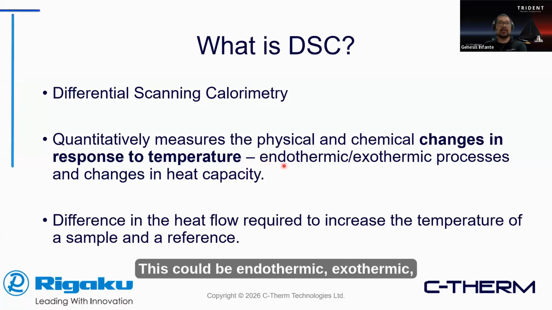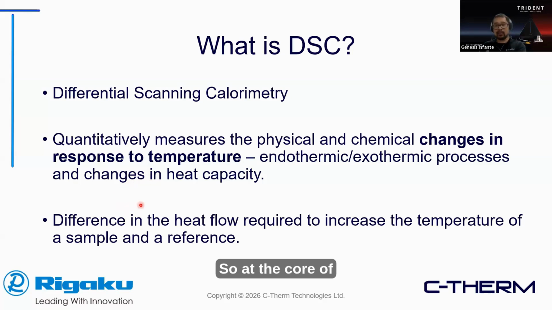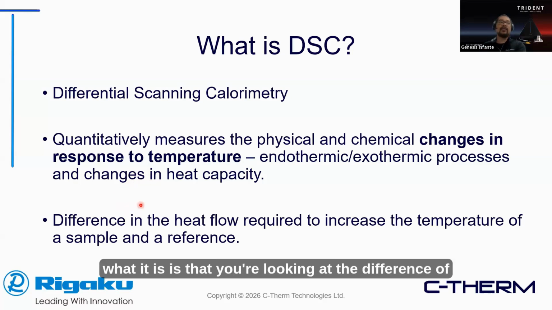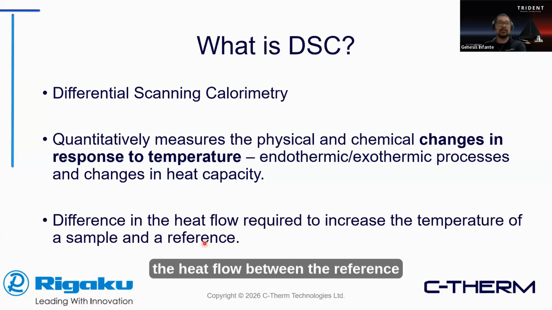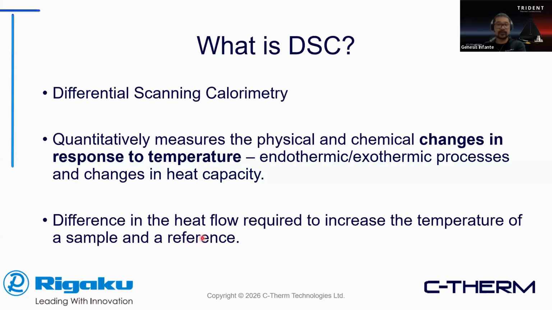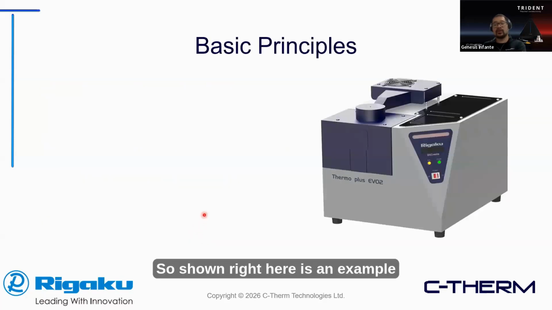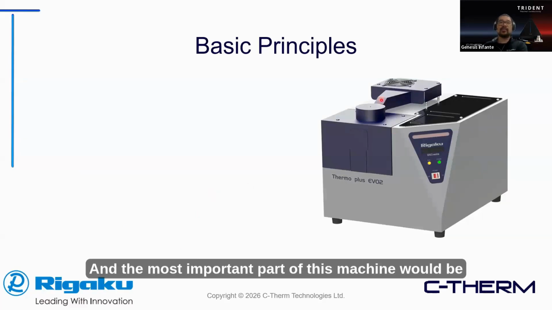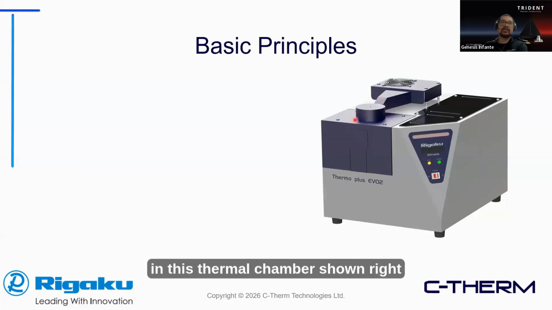These could be endothermic, exothermic, or even changes in heat capacity. At the core of the method, you're looking at the difference in heat flow between the reference and the sample. Shown right here is an example of a DSC machine, and the most important part of this machine is the thermal chamber shown right here.